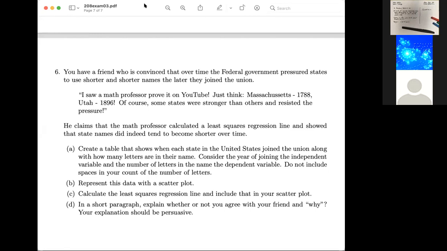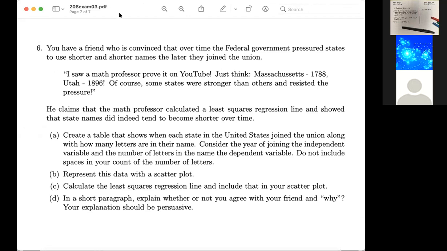So just reading through it with you. You have a friend who's convinced that over time, the federal government pressured states to use shorter and shorter names as they join the union. What do you want to call this? A conspiracy theory or whatever you want to call it. But they're convinced because they know and they have data. How many people are you going to meet who just know something, whether it's true or not? You know, that's a tough nut to crack. You can't convince people sometimes of the things that they know that aren't so. But you can decide whether you're going to believe it yourself.